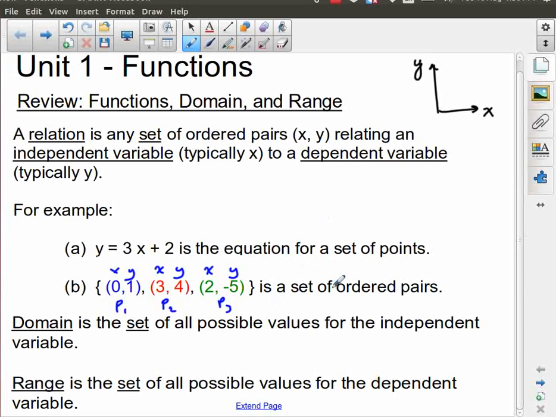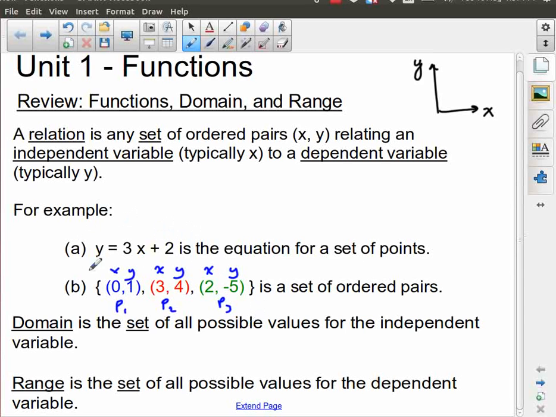When we talk about relations, we are going to be spending a lot of time identifying and manipulating two ideas, domain and range. Domain is all possible values for the independent variable. In these two cases, the independent variables are the x's. So what values of x are possible? In part B here, that's pretty easy to see. The values of x that are possible are 0, 3, and 2. That's it. Those are the only possible values.